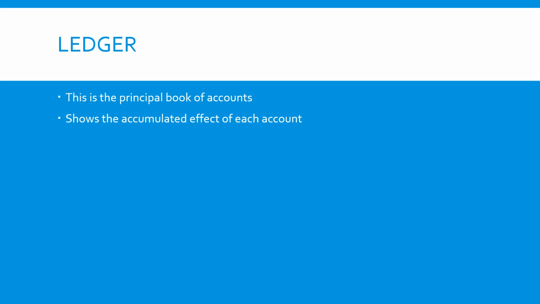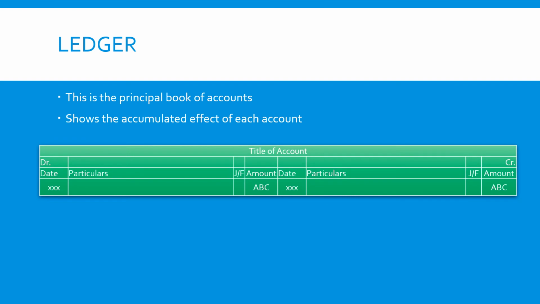So how does it look normally? The ledger we normally record in a T format, whereby we have a left side and, at the same time, a right side. The left side we call debits, and the right side we call credits.